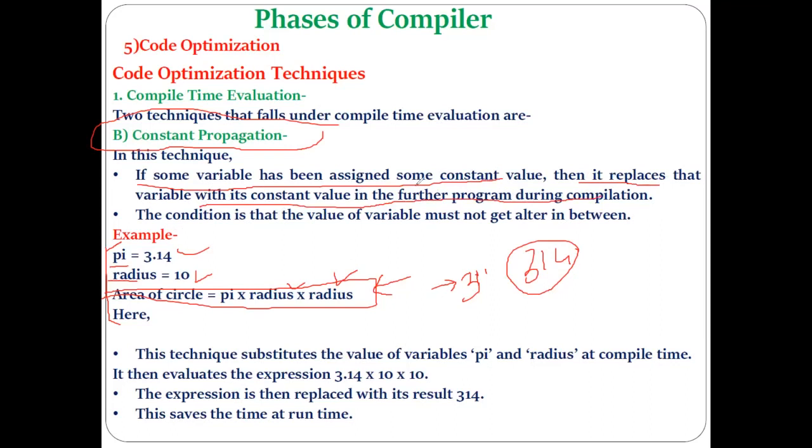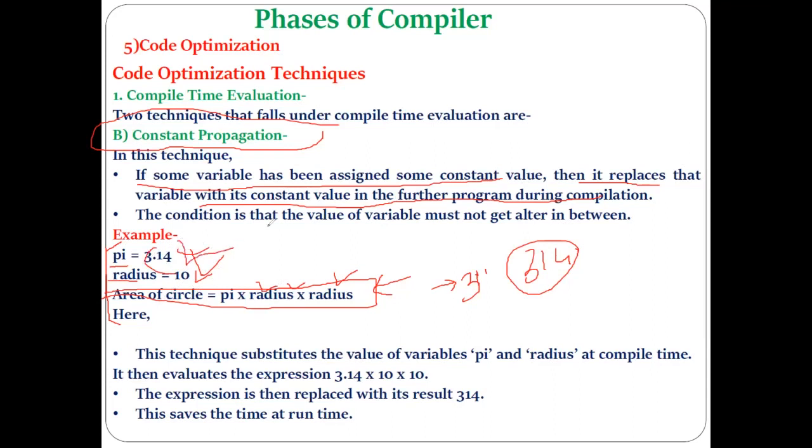So the condition now, if there is a pi variable and a radius having a constant value, you can replace these variables in this formula with these constant values. Now, one important condition is there for the constant propagation.